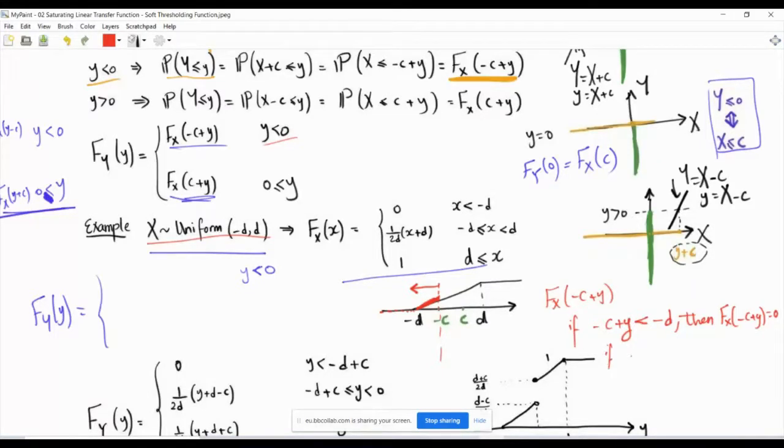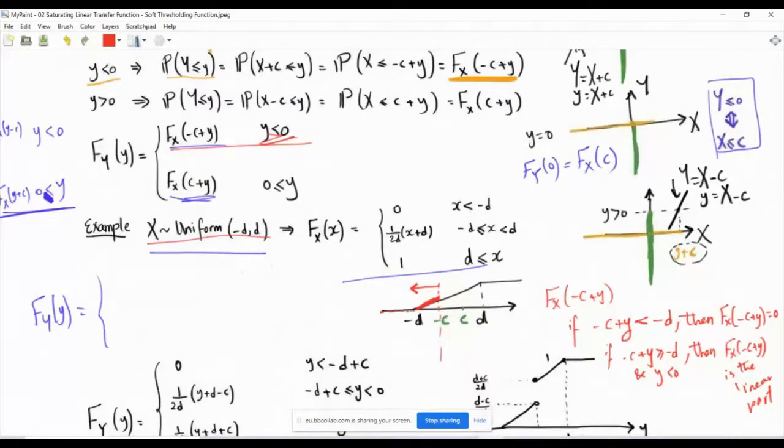But if minus c plus y is greater than or equal to minus d, and still we have y less than 0, then f of x at minus c plus y is the linear part. So, in other words, if you write f of y for this particular example, you will need to take this first line and split it in two parts.